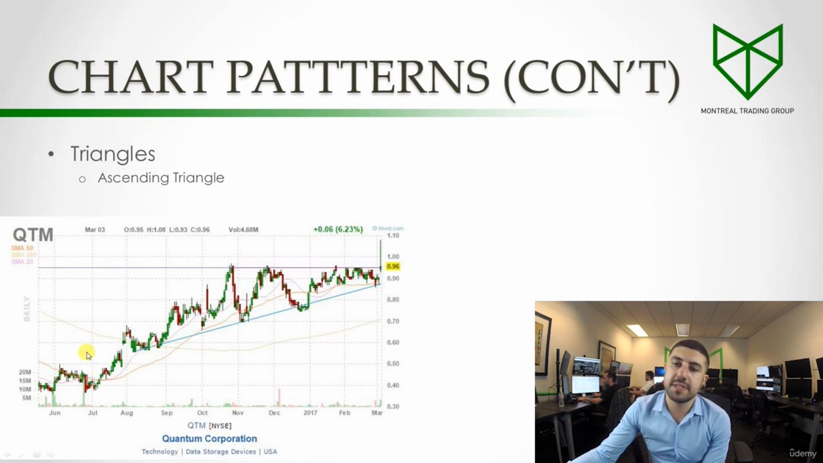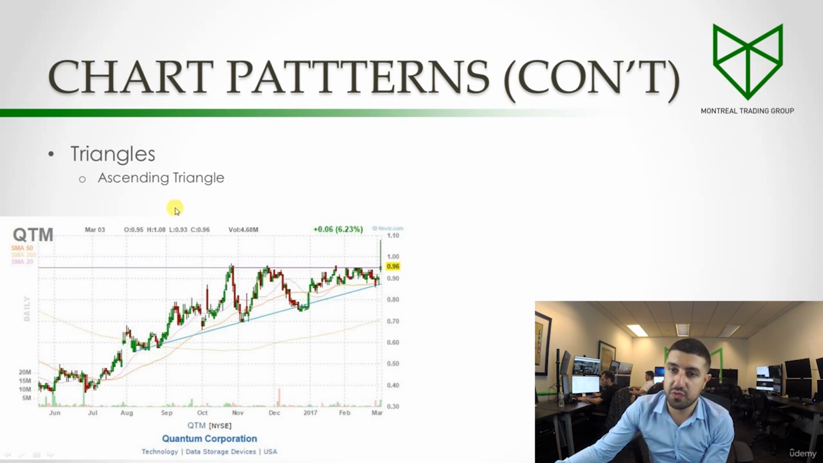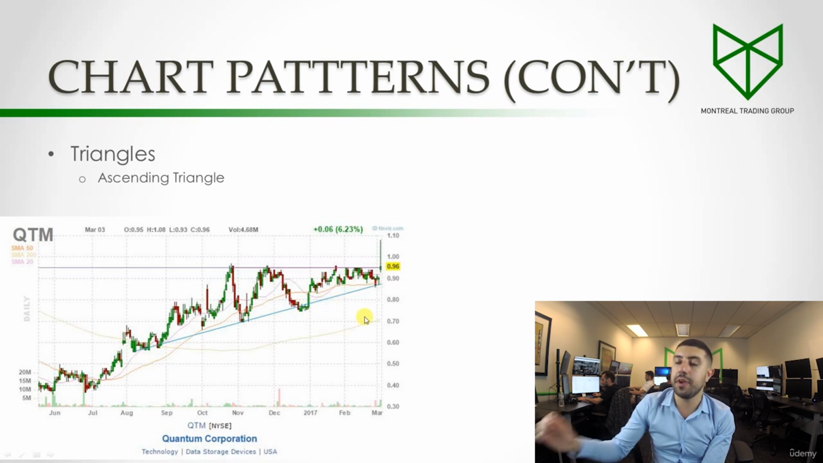When I look at something like this, first of all, the reason why they're called triangles is that you can see here, it looks like a triangle. You have this line, which is a resistance line, and you have a support line. Now, there are three different types of triangles. You have the ascending triangles, you have the descending triangles, and you have your regular triangles. The ascending triangle, which is the first one we'll cover, is one where the support is going up. So you can see that the triangle is going up in a way.